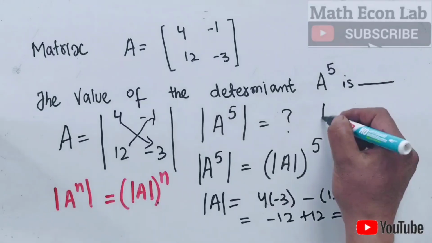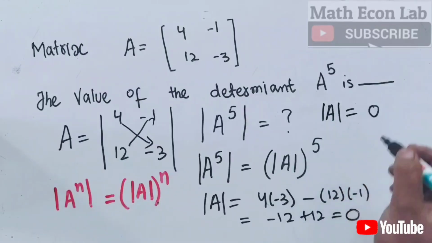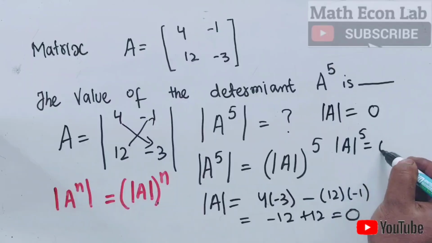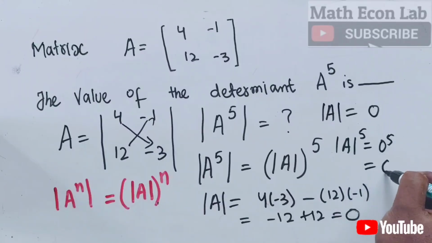That is, we got the determinant of A equal to 0, and we are supposed to find out the determinant of A raised to the power 5, which is equal to 0 raised to the power 5, which is equal to 0 in this case.